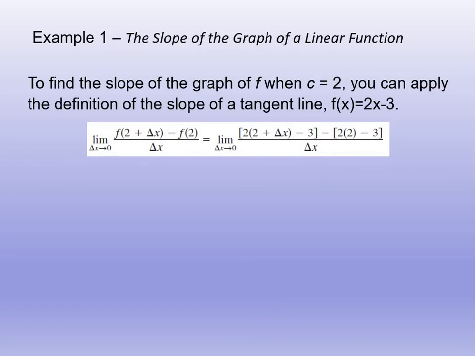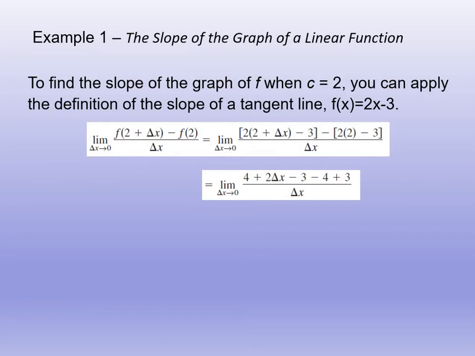When we substitute that in, everywhere there's an x in the first part, we substitute in 2 plus delta x, and in the second part, we substitute in 2 into f of x. So that gives us 2 times the quantity 2 plus delta x minus 3, minus 2 times 2 minus 3, all over delta x. We're just using the definition here. Now we simplify and do our math, so we end up with 4 plus 2 delta x minus 3 minus 4 plus 3 all over delta x.